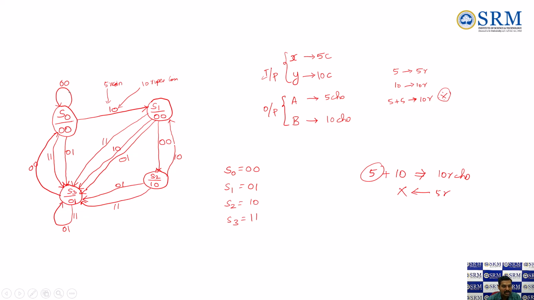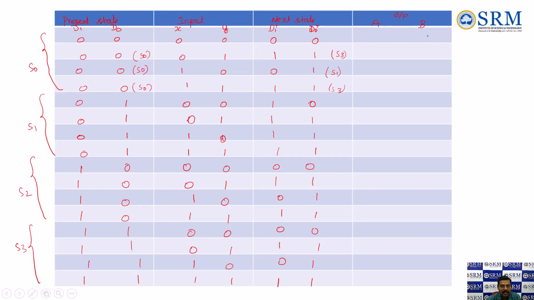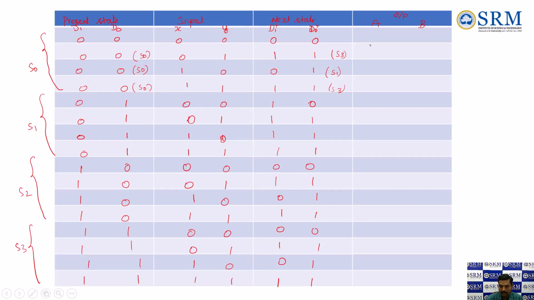When my input is 0, 0, what will be the output? So the output here is AB. A represents the 5 rupee chocolate, B represents the 10 rupee chocolate. So no chocolate was dispensed at this stage, right? So this will be 0, 0.